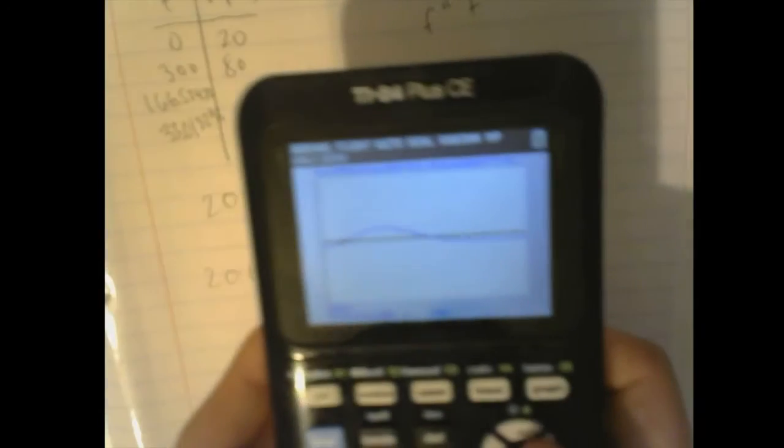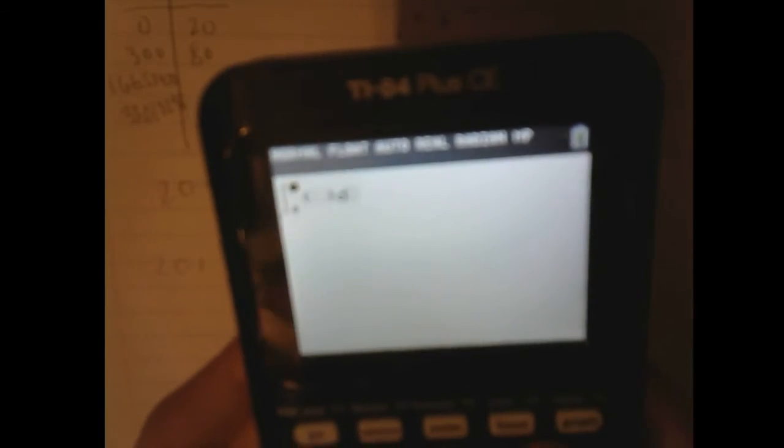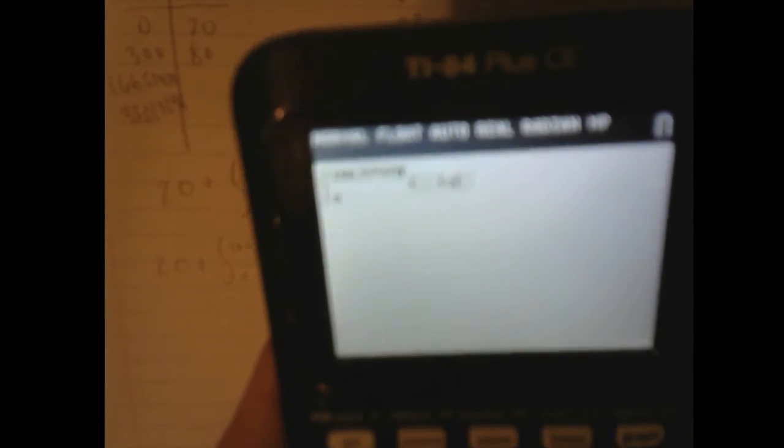I'm just going to input this in the calculator just to save time. Quit. Okay, so we're going to input our integral. We go to math, then press 9. Get our integral. And then it's going from 0 to 166.57472. And then we input r of t, 44.